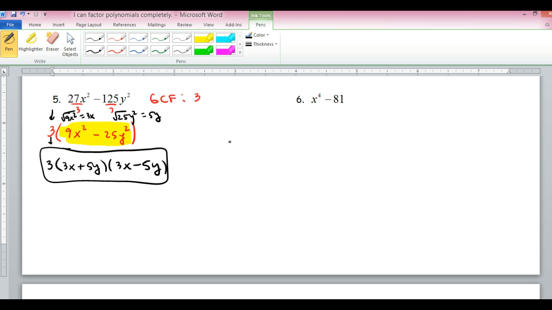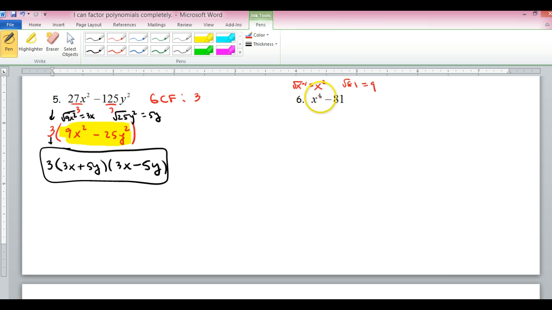Number 6. Is there a GCF in this problem? No. But you have two terms, both linked by subtraction. Can you take the square root of x to the fourth? Yes. Can you take the square root of 81? Yes. This ends up being a difference of two squares. So when I take the square root of x to the fourth, remember, it's going to be x squared. You divide the exponent by 2. The square root of 81 is 9.